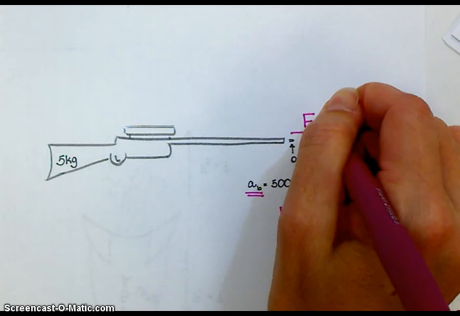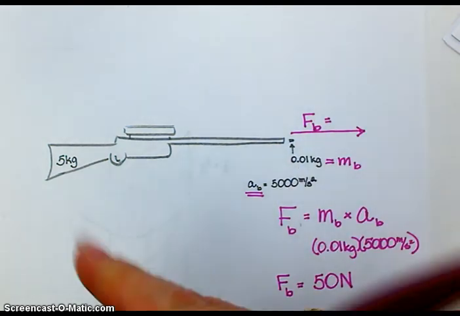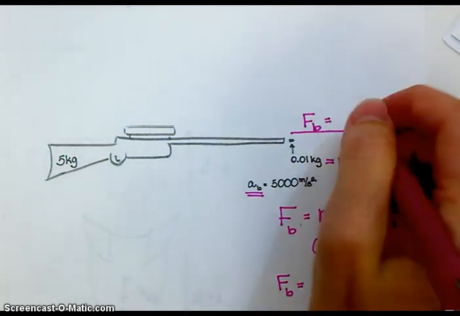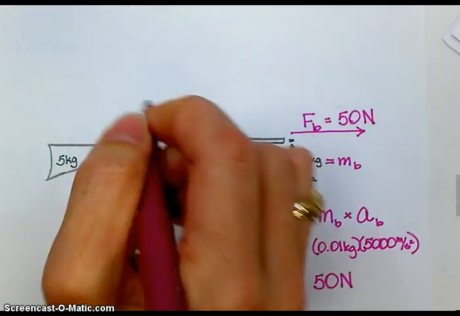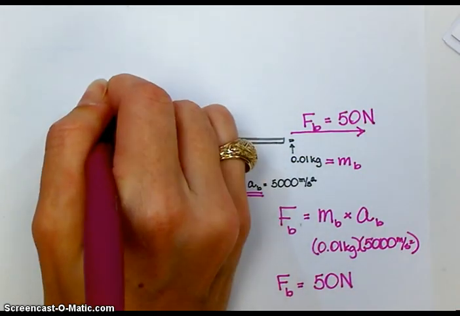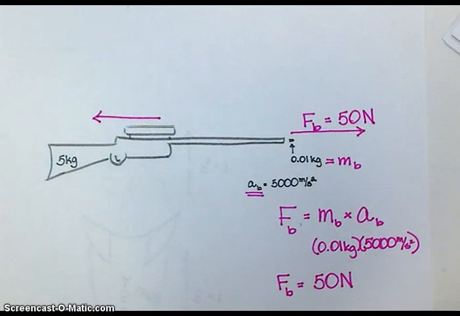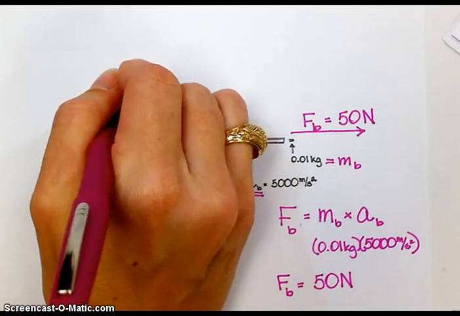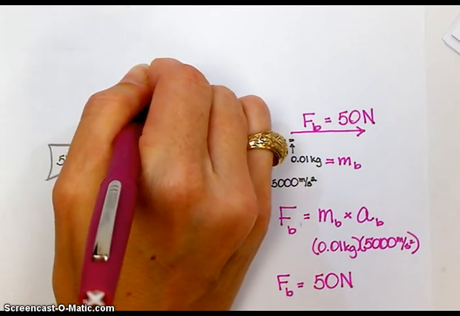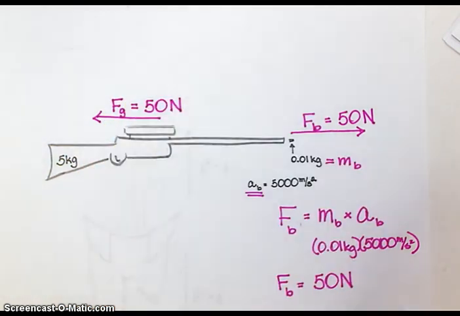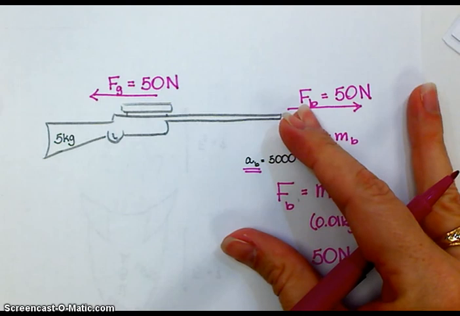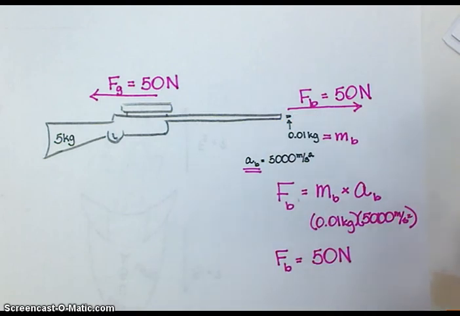So the force on the bullet exerted by the gun is 50 newtons. And then Newton's third law tells you that the force on the gun exerted by the bullet actually has to be equal and opposite. So the force on the gun is equal to 50 newtons as well. And this time, we can actually figure out what's the acceleration of the gun back towards your shoulder, for instance.